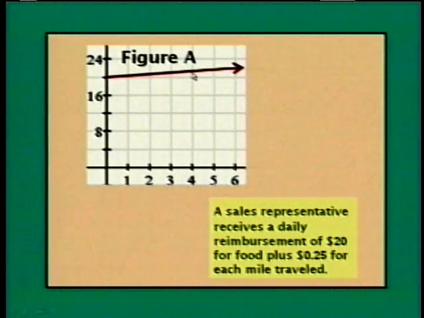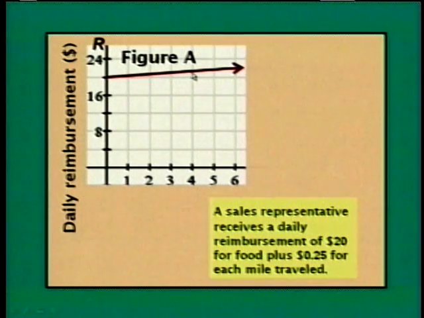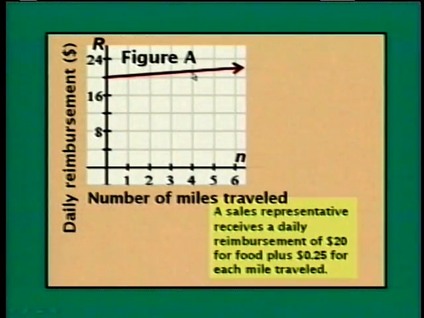So let's go ahead and label the axes. Our dependent variable we talked about was the daily reimbursement that the sales representative received. That would be measured in dollars, and we can use the variable R for reimbursement. That depended on the number of miles traveled. So our independent variable is the number of miles traveled, and we can use N for that.